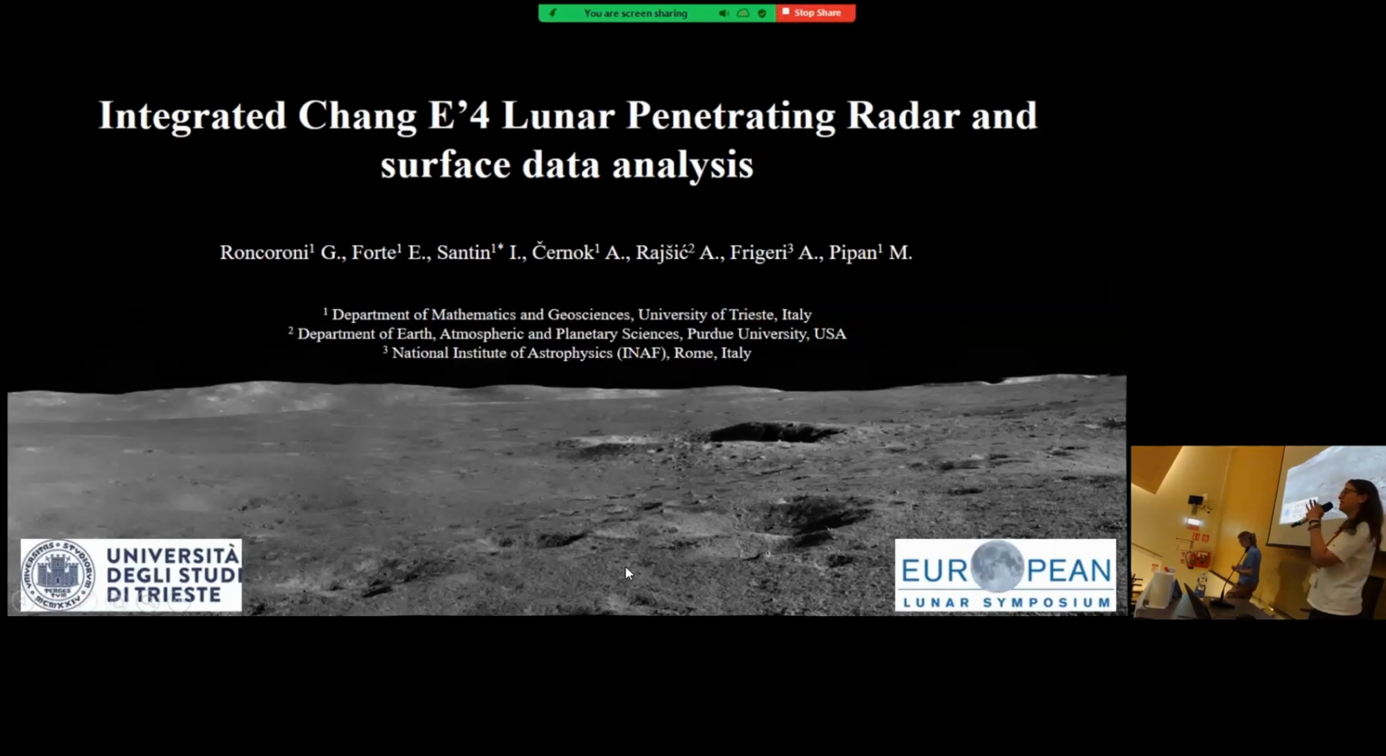Okay, good afternoon, everyone. As you have heard before, I'm talking about ground penetrating radar on the moon, but I want to focus on the essential role that data integration plays in the interpretation process of a radar dataset.